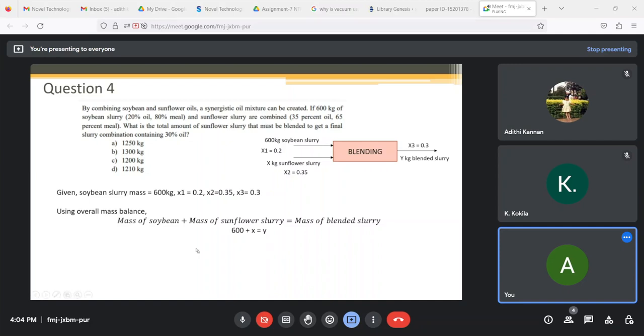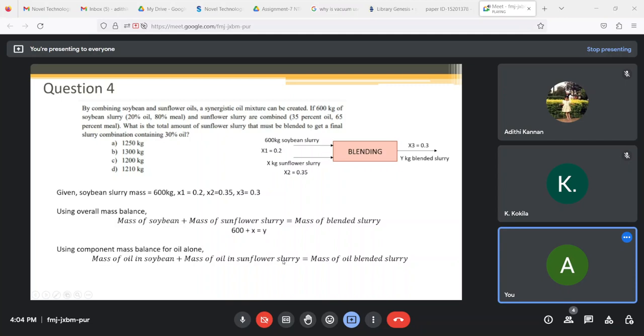We need to find out what x and y are, but in the question it is x that is asked. So we have two variables and only one equation, so we need to find another equation. For that we use the oil balance, that is the component balance. Since there is no oil loss mentioned here, the mass of oil in the soybean slurry plus the mass of oil in the sunflower slurry is equal to the mass of oil in the blended slurry. So the mass of oil in the inlet streams is equal to the mass of oil in the outlet stream.